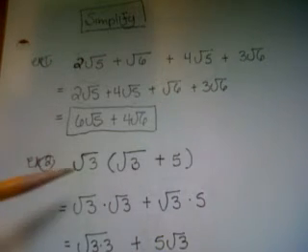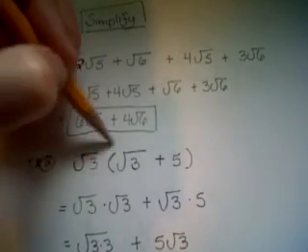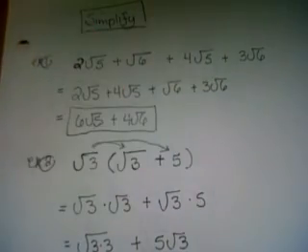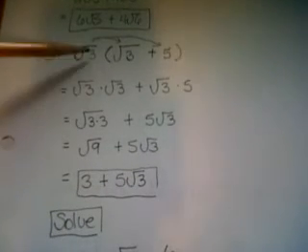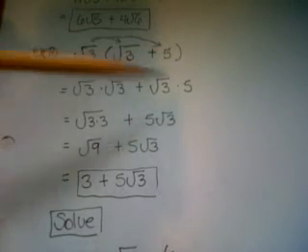Now let's say I want to multiply, so I have 3 times square root of 3 plus 5. Well, here we're going to have to use our distributive property just like we always have in the past. And what I notice is that I have square root of 3 times the square root of 3 and square root of 3 times 5.